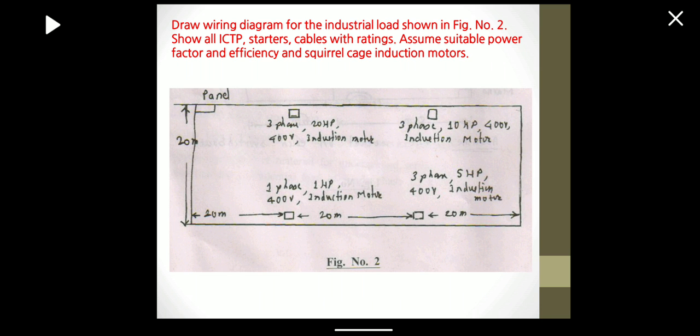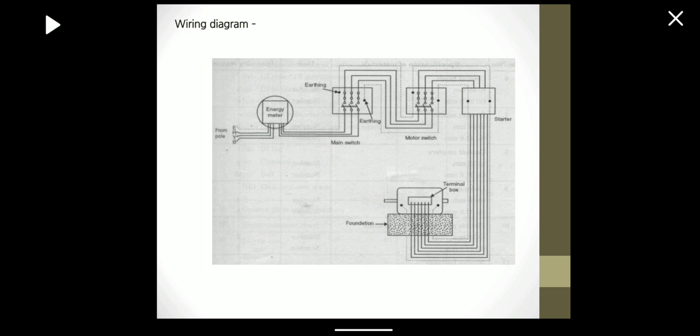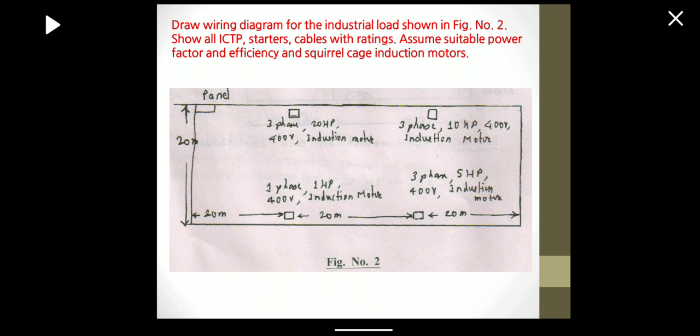Now next is draw the wiring diagram for the industrial load shown in figure 2. Show all the ICTP, starter, cable with rating. Assume suitable power factor and efficiency for squirrel cage induction motors. So this is the wiring diagram for only one machine.